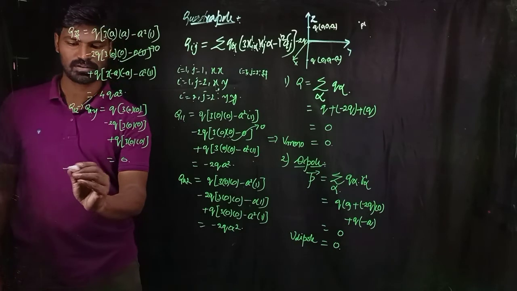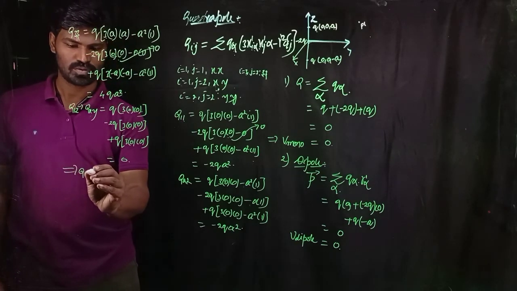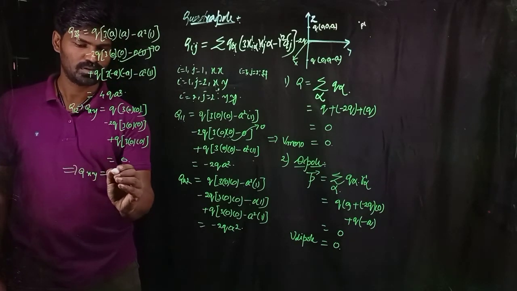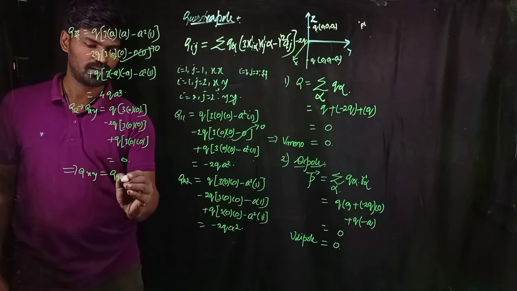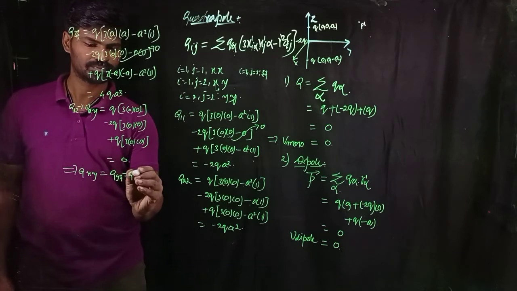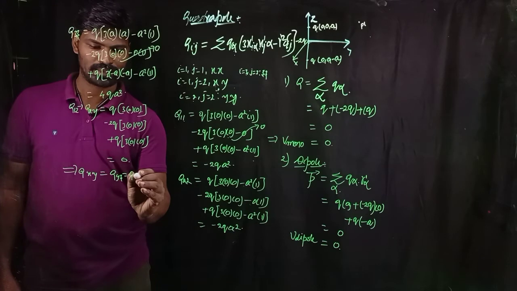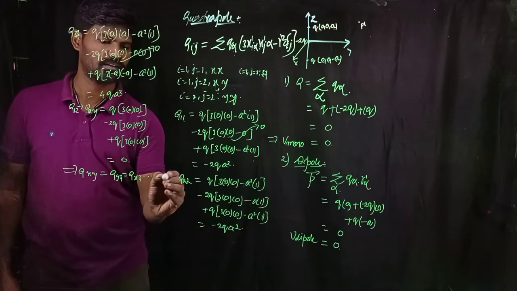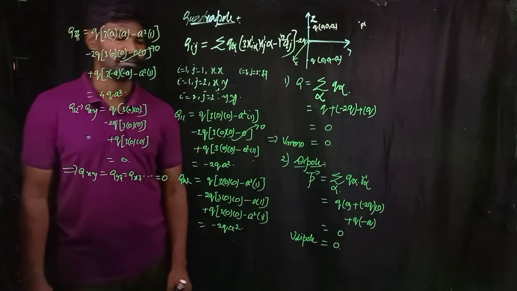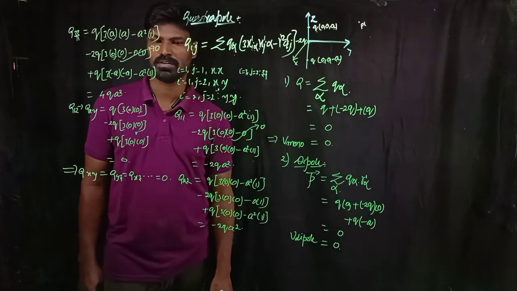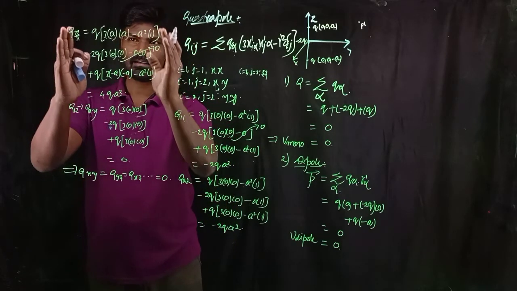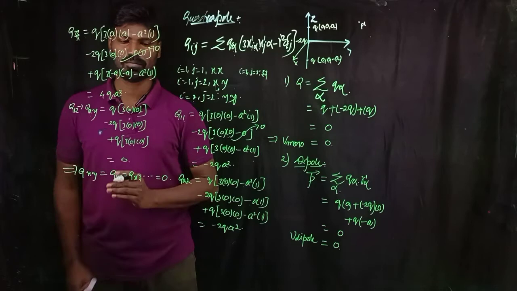So through this what can I write? qxy is equal to qyz is equal to qxz is equal to so and so. All these off diagonal terms will vanish and they will contribute 0 quadrupole moment. Okay, this is how I calculated all the quadrupole moment terms.